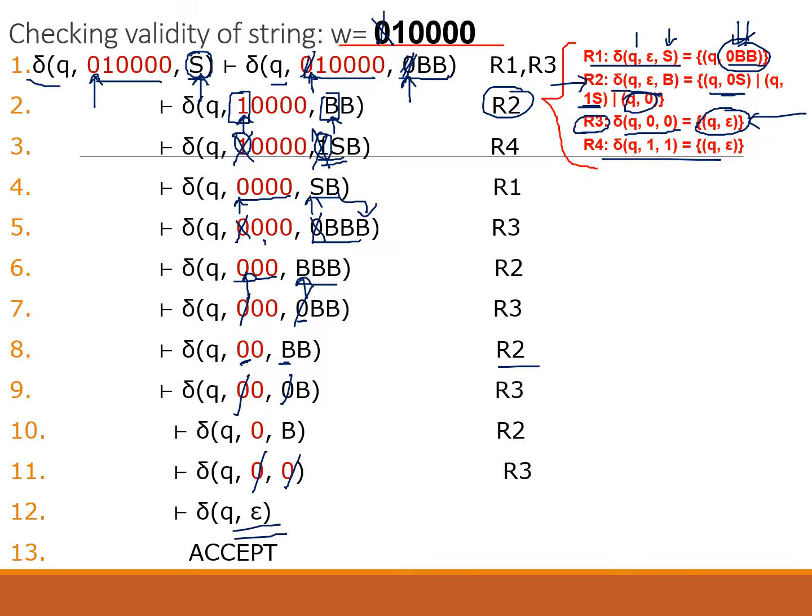So there is nothing on the input and the stack. Since it is an empty stack now, it will be accepted. So this is how the context-free grammar was converted to PDA, and we see that it accepts a valid string.